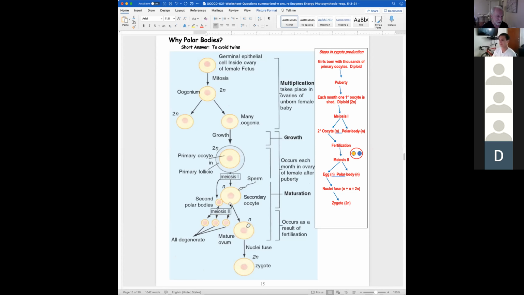So we can go back and ask, what would happen if there weren't polar bodies? Well, that would mean that this polar body after meiosis 1 would be a regular secondary oocyte, and it could be fertilized as well. So then you would have twins.